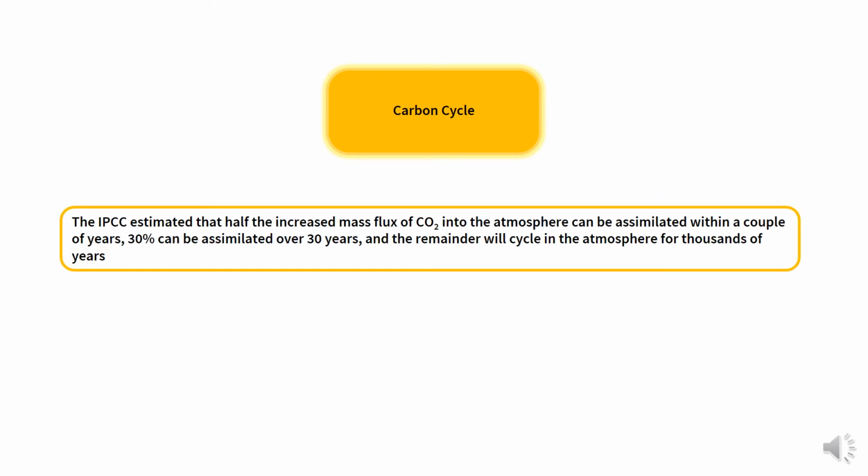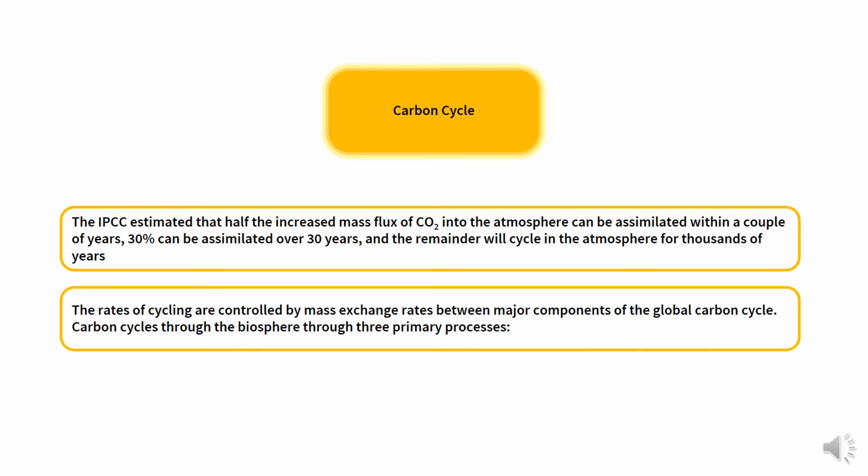The IPCC estimated that half the increased mass flux of CO2 into the atmosphere can be assimilated within a couple of years, 30% can be assimilated over 30 years, and the remainder will cycle in the atmosphere for thousands of years. And the rate of cycling is controlled by the mass exchange rate between major components of the global carbon cycle. Carbon cycles through the biosphere through three primary processes.